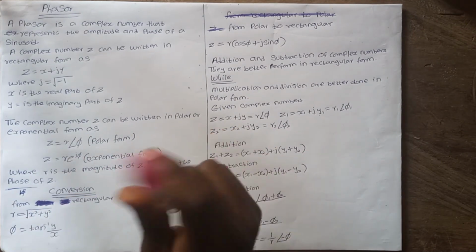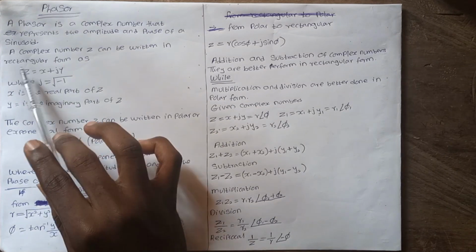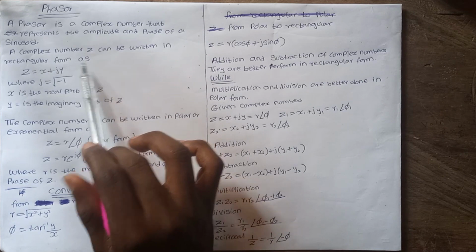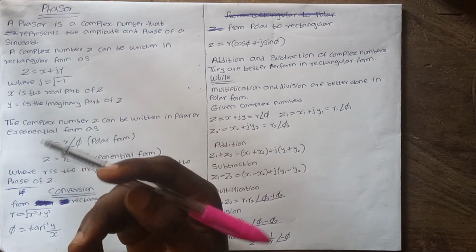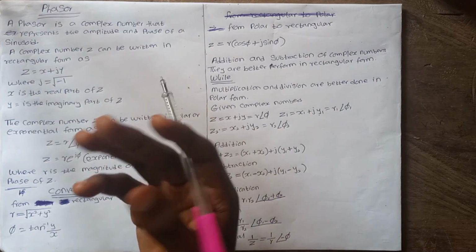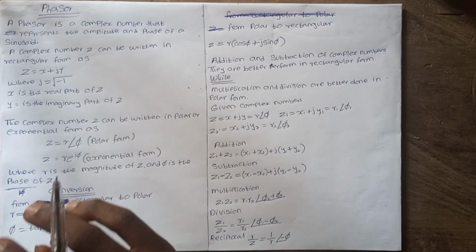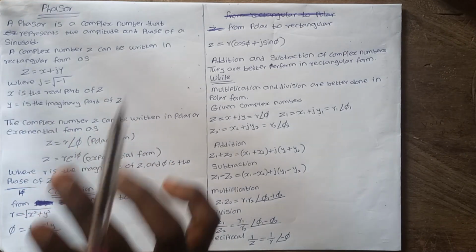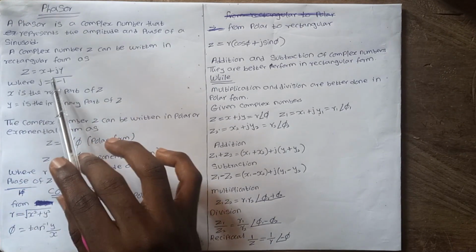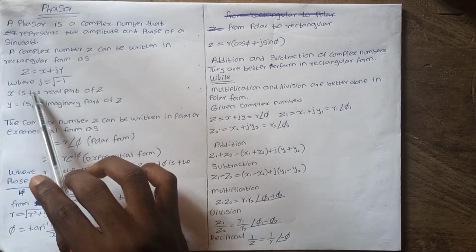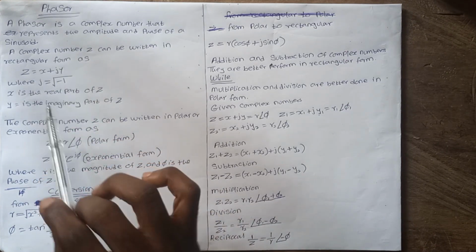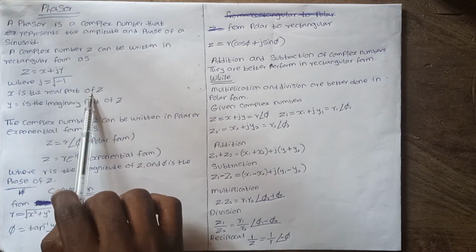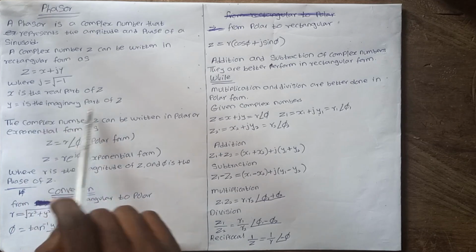So the next thing is that a complex number z can be written in a rectangular form. When I talk about complex numbers, we have two major forms that we're going to be talking about: rectangular form and polar form. In rectangular form, z will be equal to x plus jy, where j is equal to the square root of -1, while x is the real part of z and y is the imaginary part.